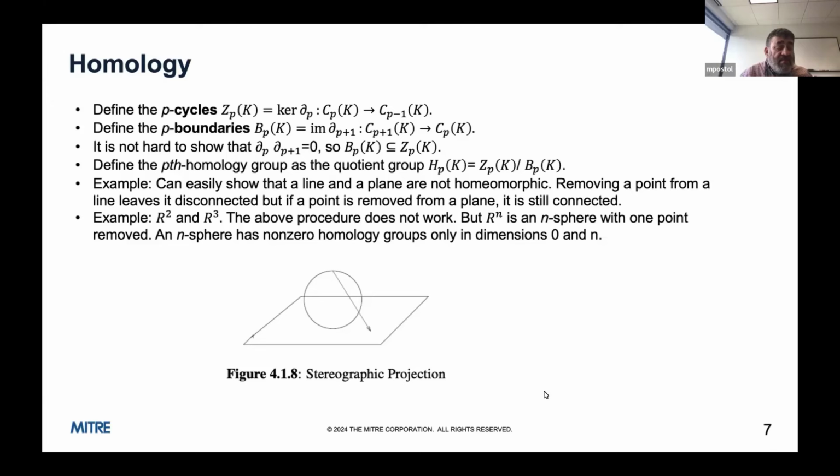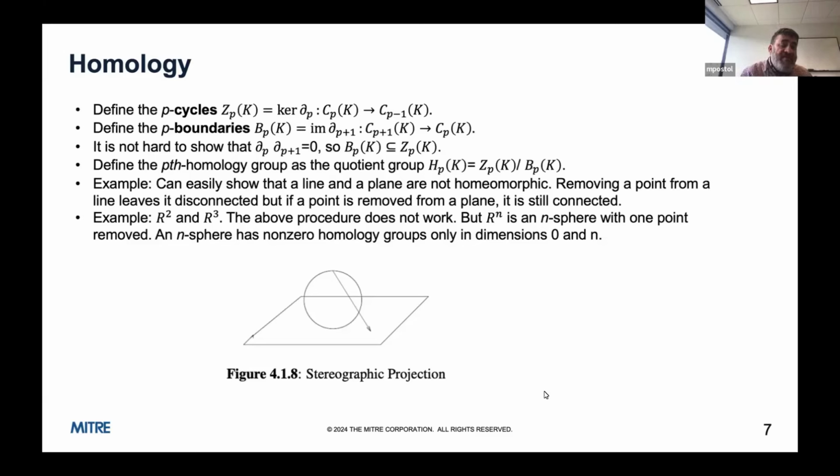All right, so the problem that you would need this for: a line and a plane are not homeomorphic. It's very easy to tell why. You just pull out a point. The line becomes disconnected, but if you remove a point from a plane, it's still connected. But what about R2 and R3? That wouldn't work, but Rn is really an n-sphere with one point removed.